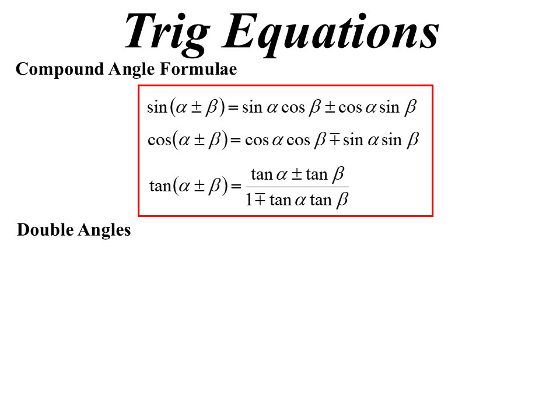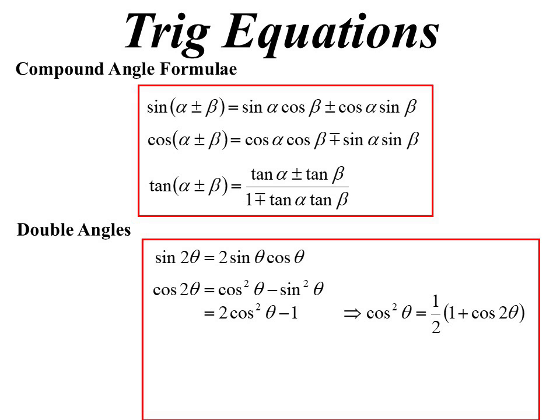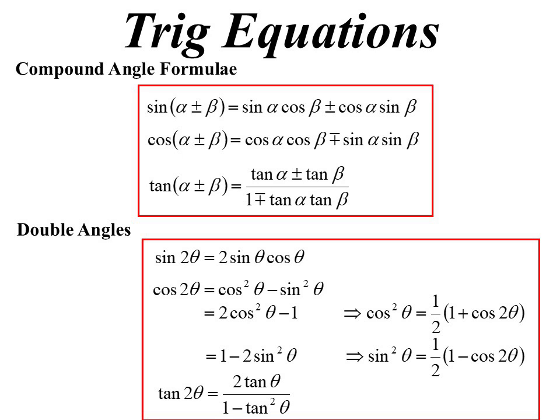From there we also got double angle formulas. Sine 2 theta is 2 sine theta cos theta. Cos 2 theta, and there were 3 different ways we could do that one. We could also write it as 2 cos squared theta minus 1, which led us to the cos squared theta result, and 1 minus 2 sine squared theta, which leads us to the sine squared theta result that we looked at yesterday with integration. And tan 2 theta is 2 tan theta on 1 minus tan squared theta.